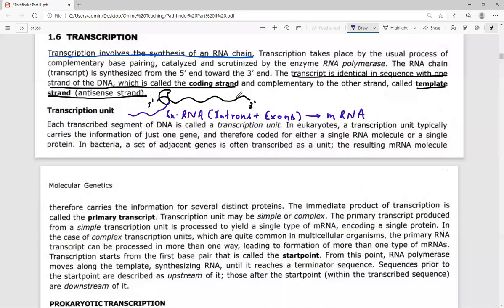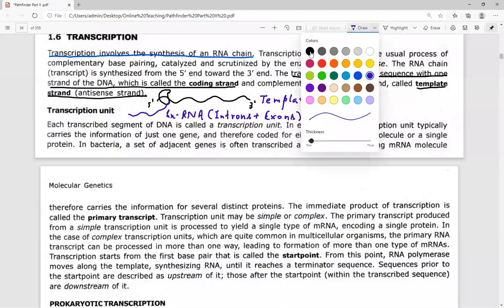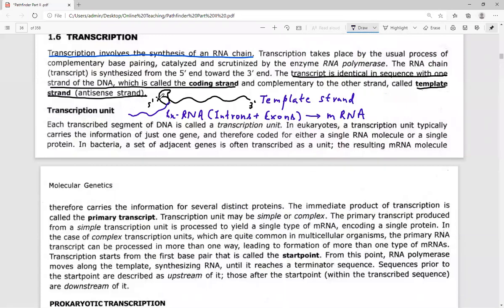So this strand of the DNA which is being copied is referred to as the template strand. Template strand. Please do make it along with me. The other strand, complementary to this template strand, will be referred to as the coding strand. I'm also drawing the other strand as a dotted line. This strand will be referred to as the coding strand.